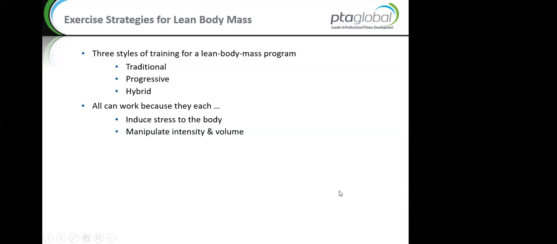Similarly, if I was trying to get stronger and I used proper progression, I would lift the right weights instead of lifting too heavy, right? So measuring progression halts ego lifting just as much as it helps promote doing the right amount of work, okay? So then with the 3 styles, let's be very clear here. Traditional, progressive, and hybrid all work because they induce stress to the body and we can manipulate intensity and volume. So progressive and hybrid can be used to gain lean body mass.